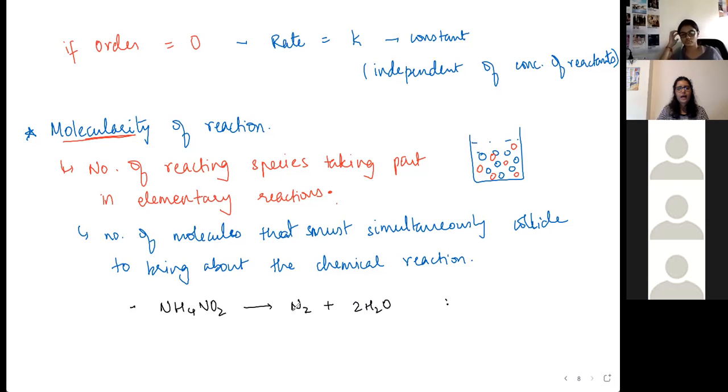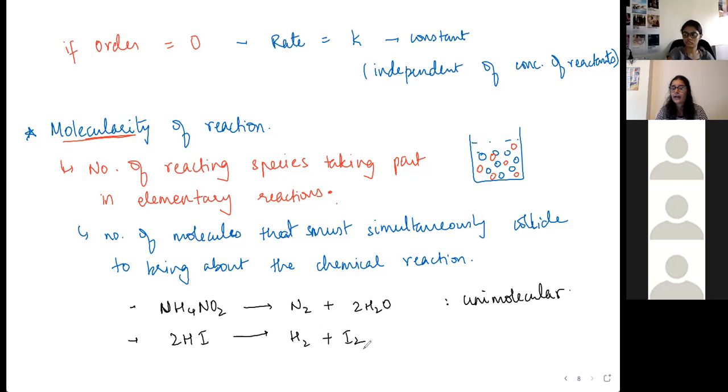How many molecules of the reactants are required for this reaction to take place? One. There's only one molecule of ammonium nitrite. If it meets the necessary criteria, it's going to break down into these two products. So this is a unimolecular reaction. And 2HI breaking down into H2 plus I2. In order to get a hydrogen molecule and an iodine molecule, how many molecules of hydrogen iodide are required?